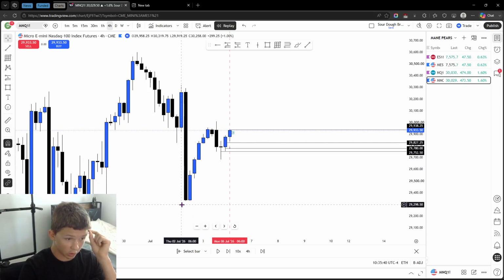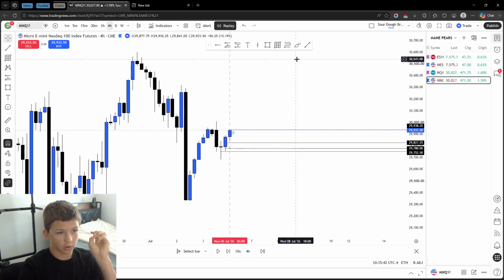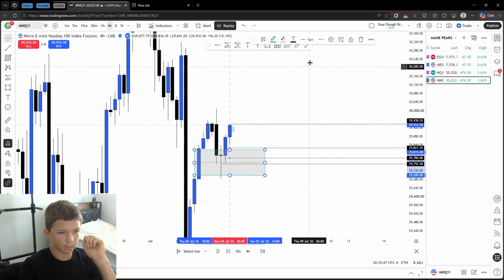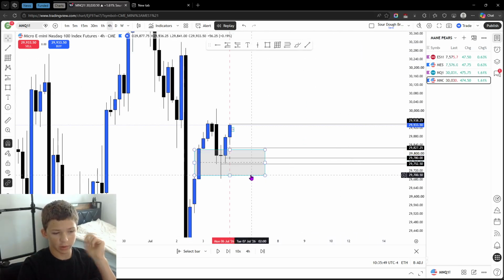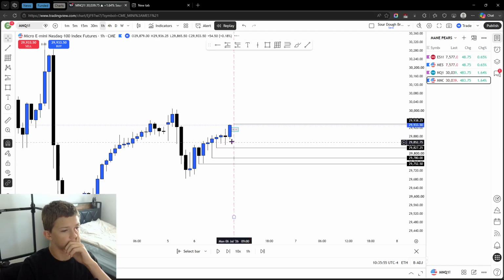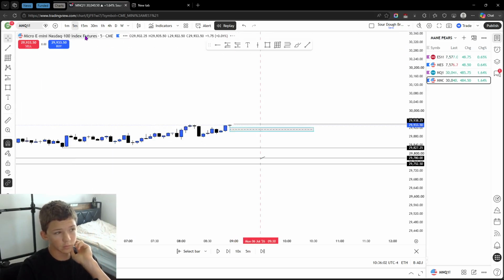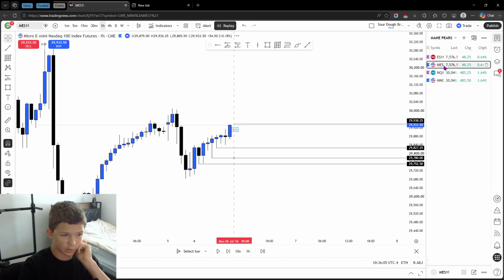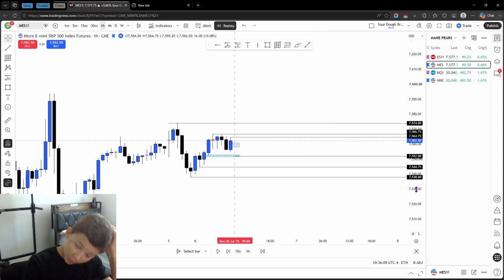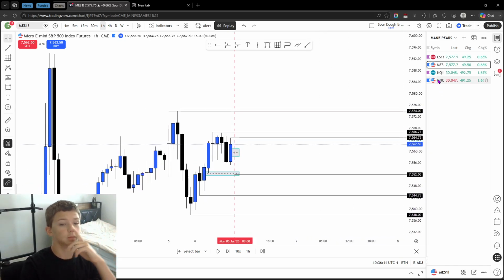Here, I realized that we had a nice continuation model where we ended up filling this gap right here. We didn't quite reach equilibrium, but that's fine because we already filled the gap. We also broke structure, and then on the hourly time frame, we broke structure again. We inversed the gap, so it was just really nice longs today. I might have considered taking shorts today, like on ES, if price would have given me a short opportunity.